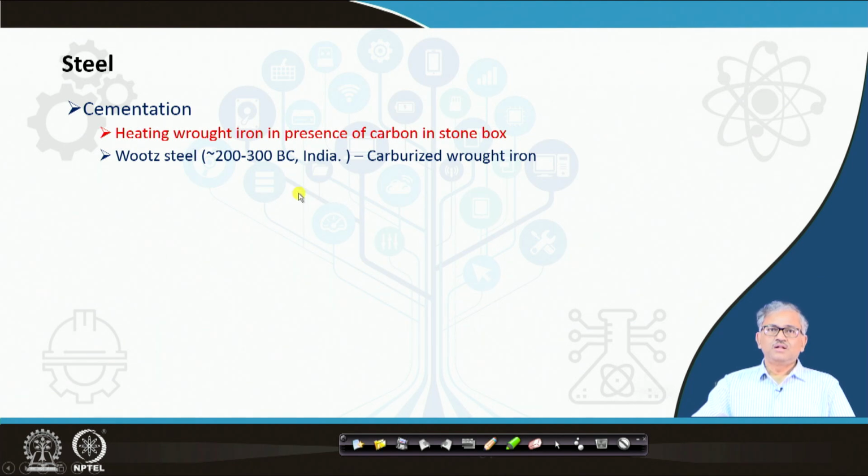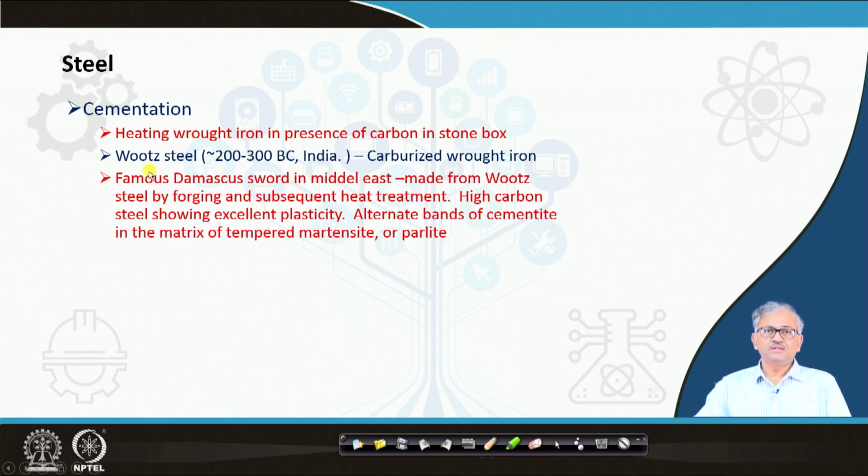Wootz steel is basically a carbonized wrought iron, and the details of the processing are not known, but the major thing is that they first produced wrought iron and then carbonized it. But the steel had very good quality, and the famous Damascus sword made in the Middle East was made from wootz steel, because wootz was the only very high quality steel at this time. It was exported to different areas, including the Middle East, where they produced Damascus steel with it.